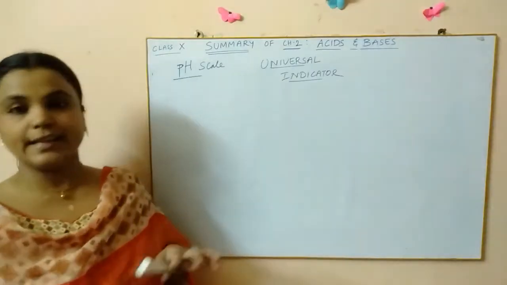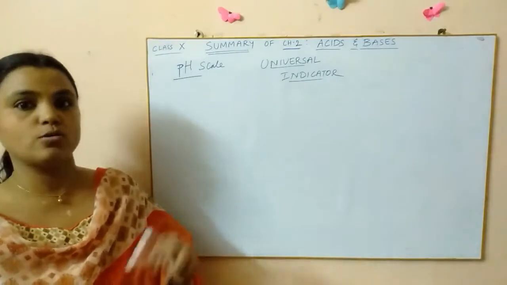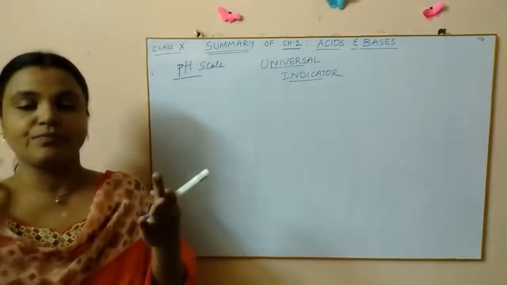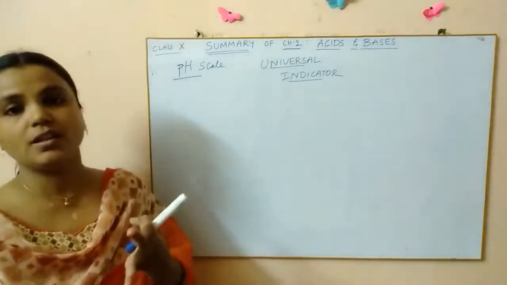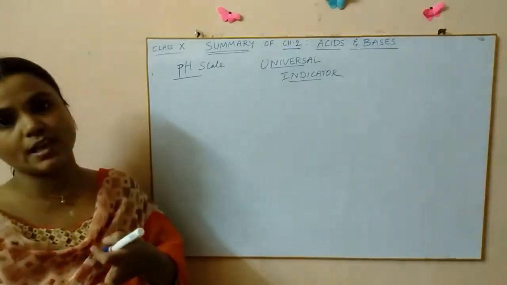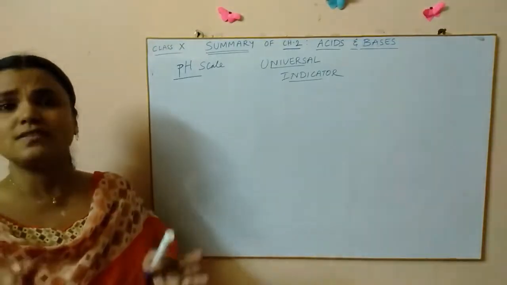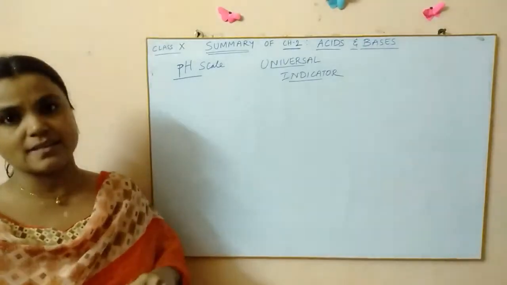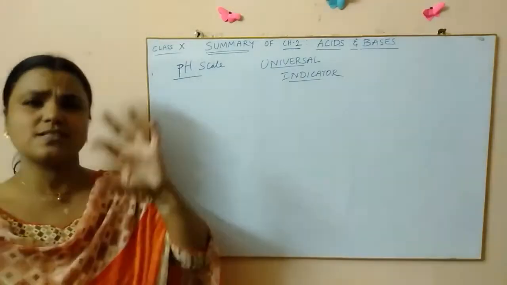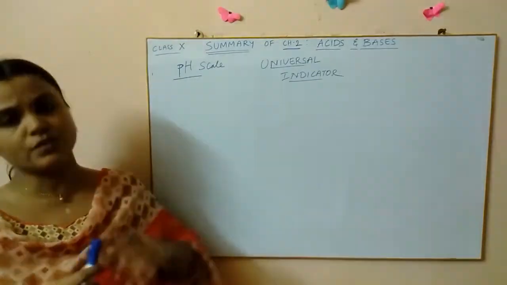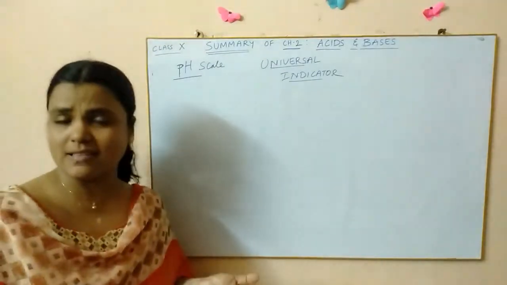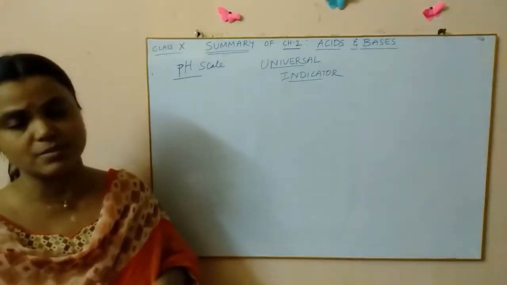We learned about the indicators there. We learned about 3 types of indicators. What were they? The natural, synthetic and olfactory indicators. So what is their function? Why do we need those indicators? Just to qualitatively analyze, in order to test the quality of the solution. That means whether it is an acid or a base or a neutral substance, that's all.